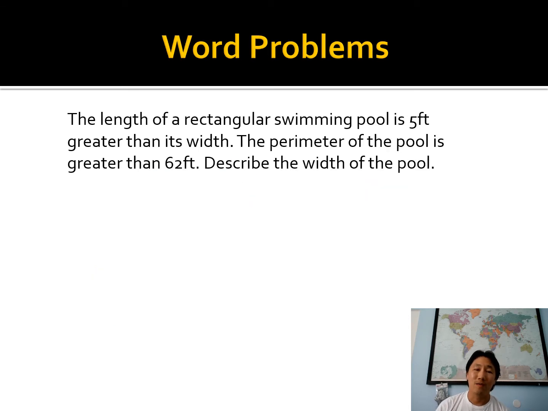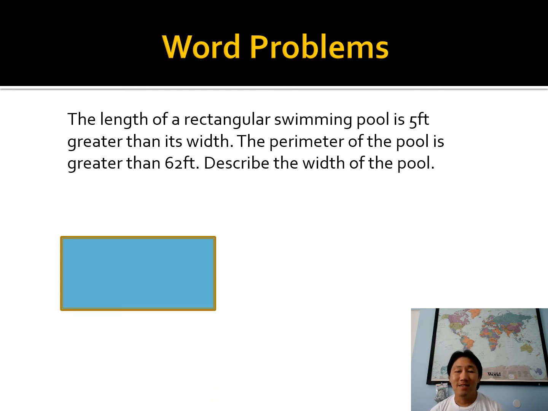A word problem, these are the fun ones. Let's read it together. The length of a rectangular swimming pool is 5 feet greater than its width. The perimeter of the pool is greater than 62 feet. Describe the width of the pool.